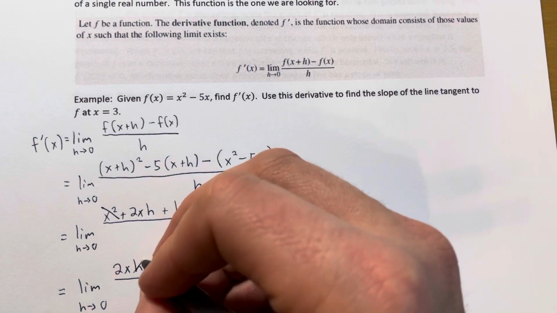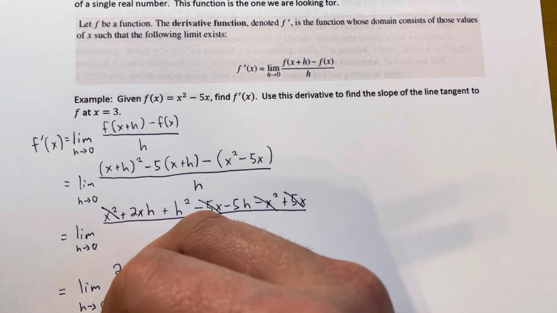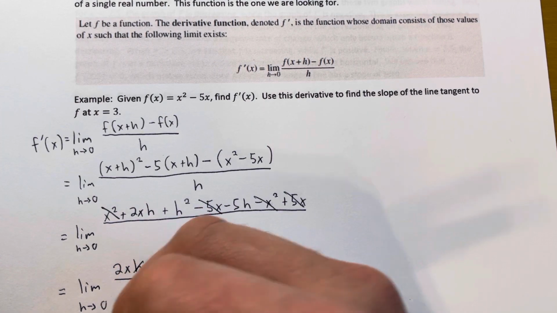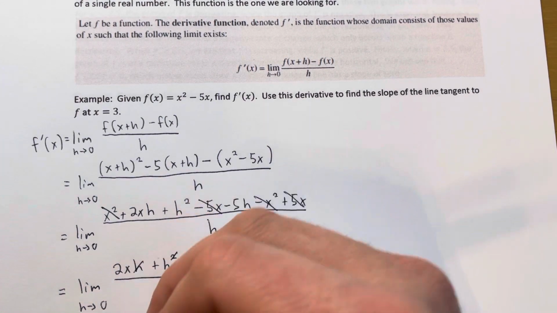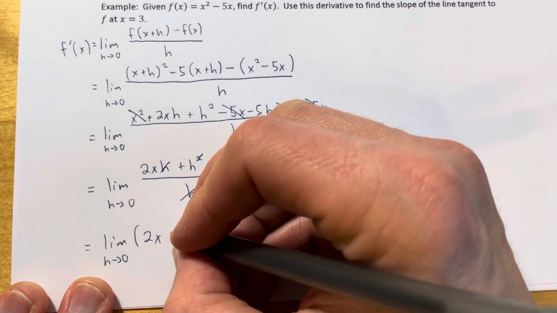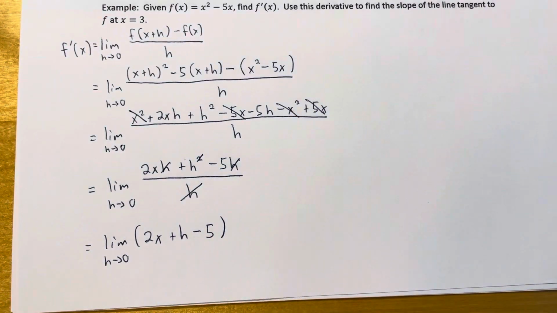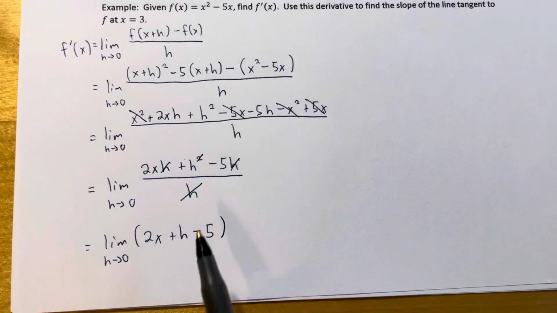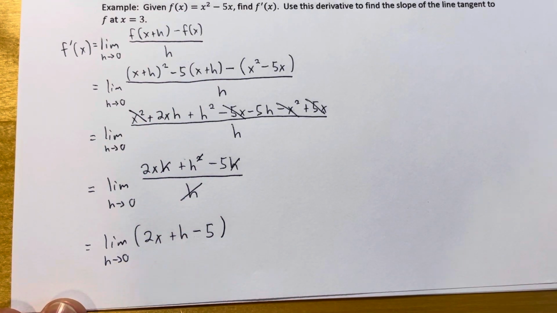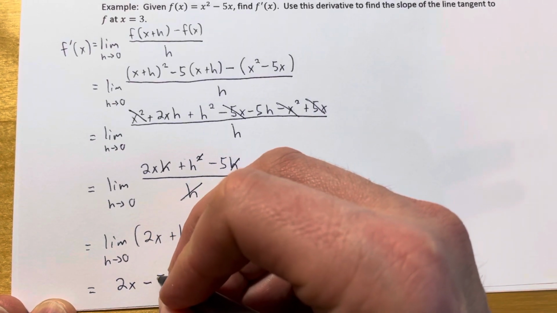Cancel this h with one h from each term. So now I've got the limit as h approaches 0 of 2x plus h minus 5. At this stage, I can use direct substitution, and the only place an h is even showing up is this middle term here. So when I plug a 0 in, it just leaves me with 2x minus 5.